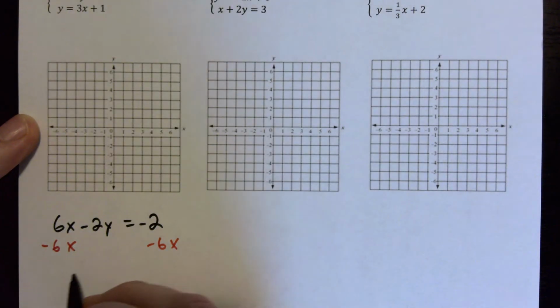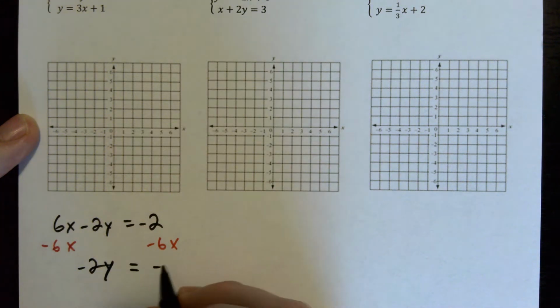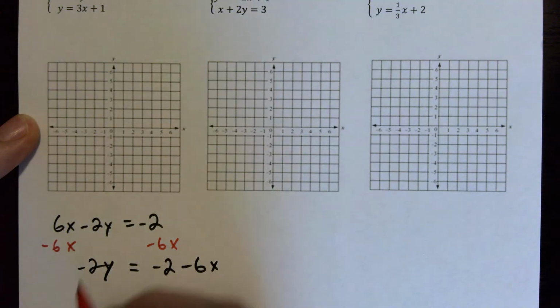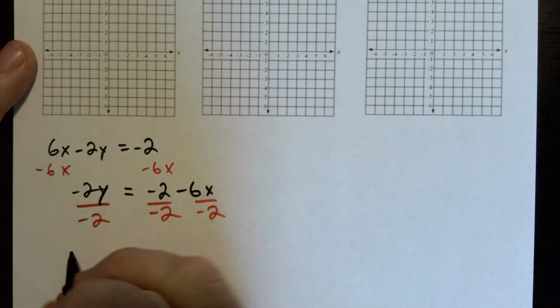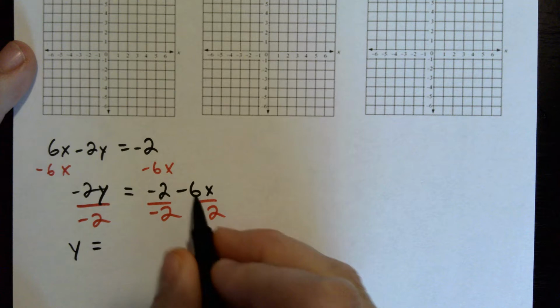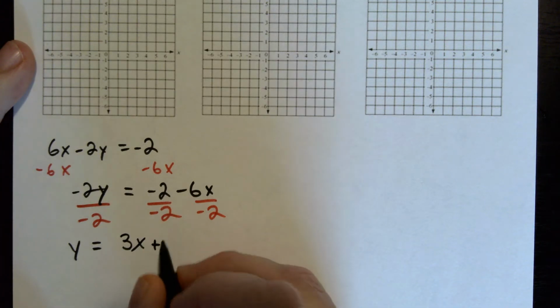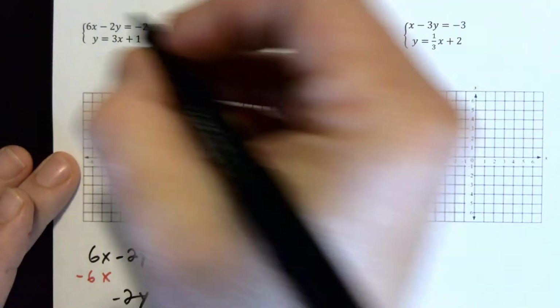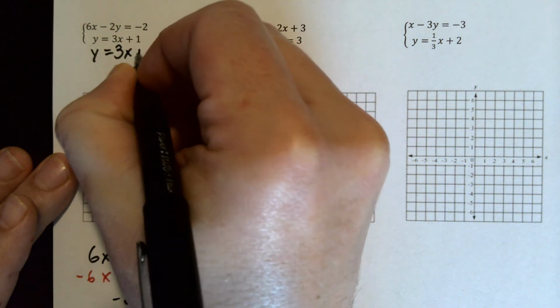And that gives me negative 2y is equal to negative 2 minus 6x. And then I divide everything by negative 2 to get y is equal to, let's see, that will be positive 3x. And negative 2 divided by negative 2 is 1. Okay, so we've set it equal to y. I'm going to go ahead and write it back up here. So we've got y is equal to 3x plus 1.